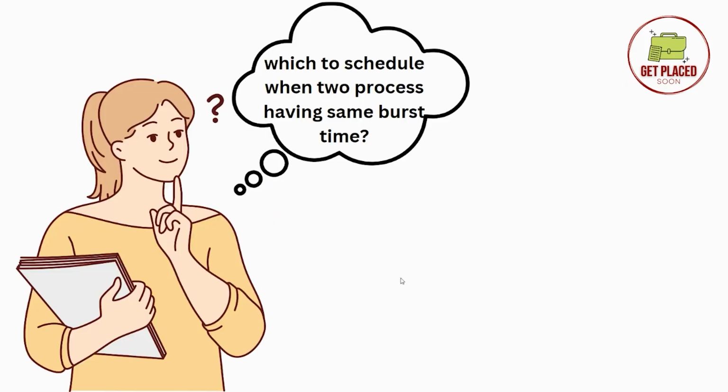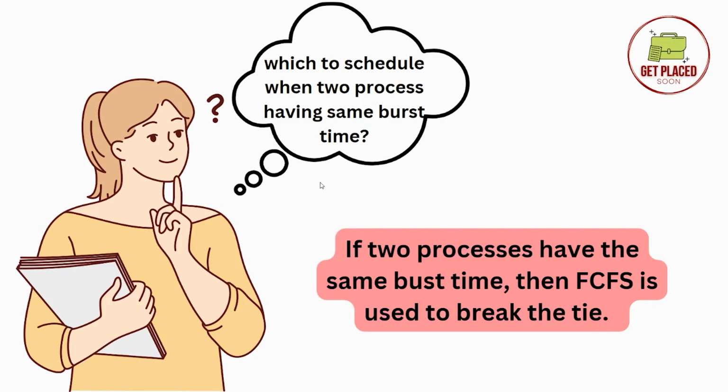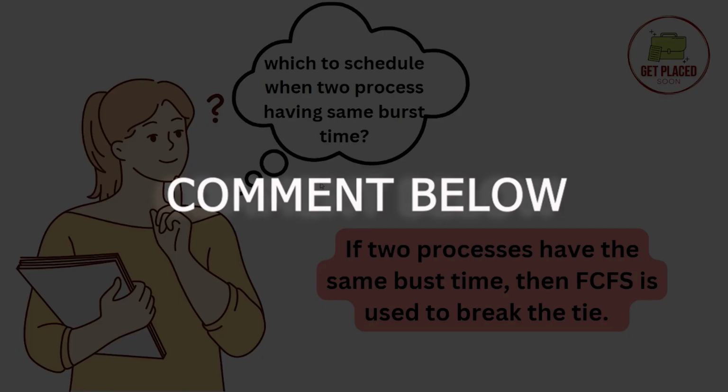Moving ahead, which process do we schedule when two processes have the same burst time? When two processes have the same burst time, we use the first come first serve scheduling algorithm to break the tie. So I hope you understood the concept of shortest job first.